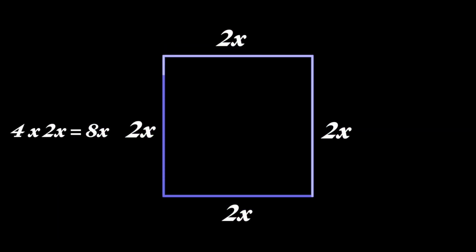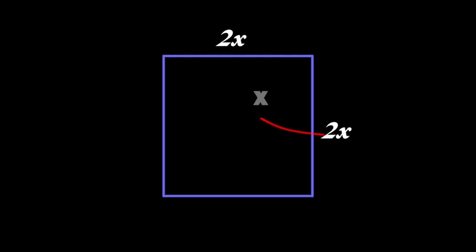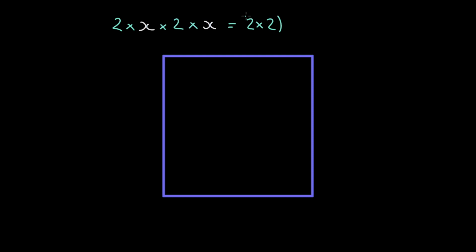And its area, in the same way we found our numbered example, can be calculated by the 2 side lengths multiplied together, so 2x multiplied by 2x. The long form of this equation could be written as 2 times x times 2 times x, where 2 times 2 gives us 4, whilst x times x gives us x squared. And so 4 times x squared gives us 4x squared.